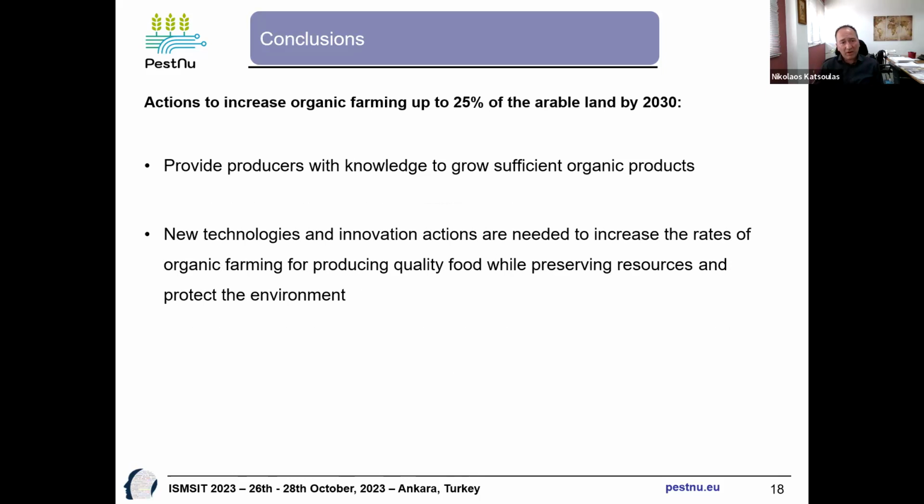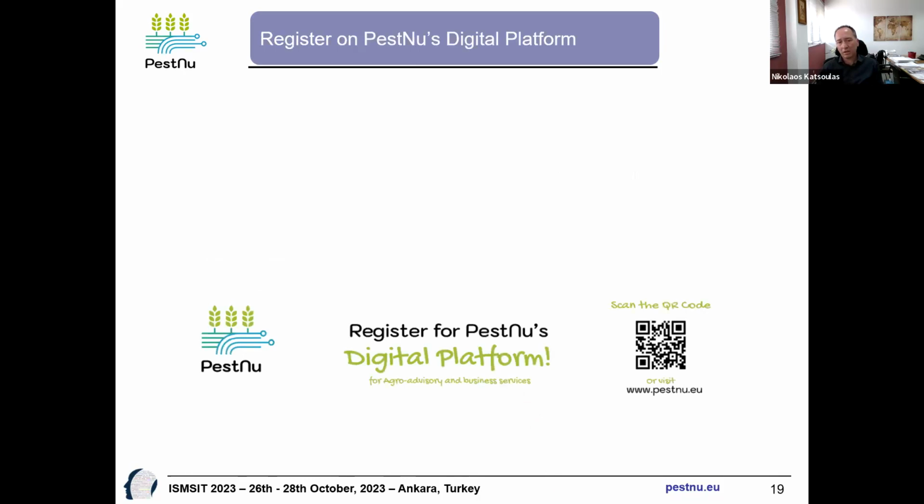In order to increase organic farming up to 25%, which is the target of the European Union for 2030, we have to provide the growers with knowledge to grow sufficient organic products, and with new technologies and innovation actions. And this is the target of the Pest New project, which aims to increase the organic farming area in general.